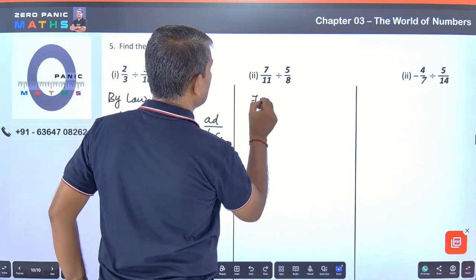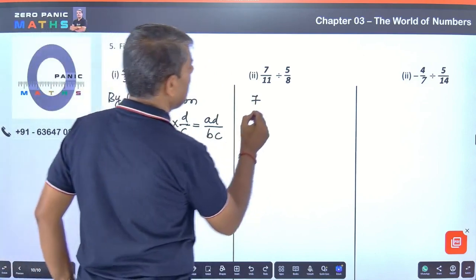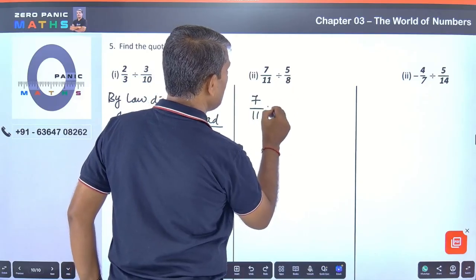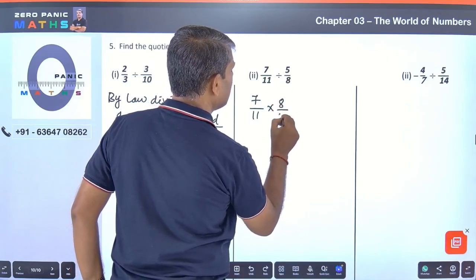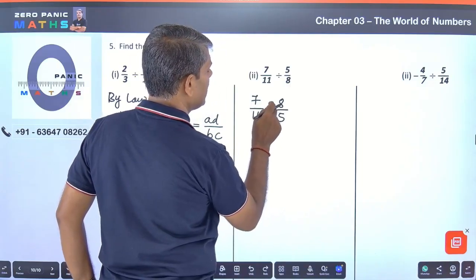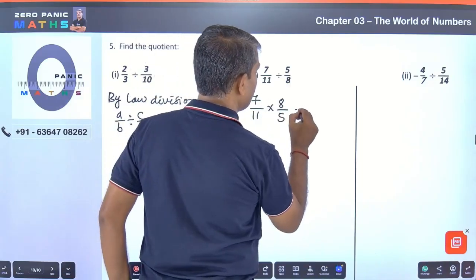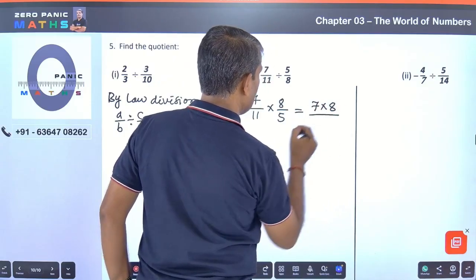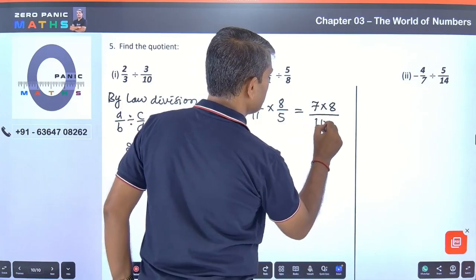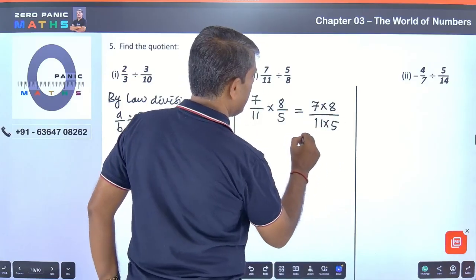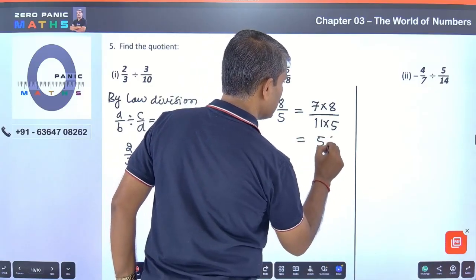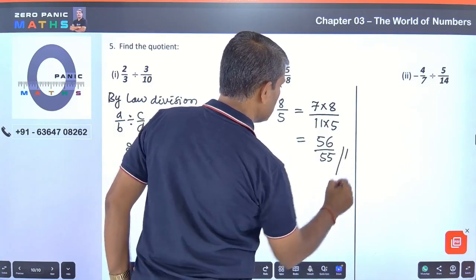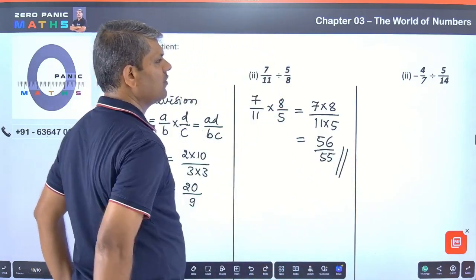Here also you will apply the division law only and convert this 5 by 8 to 8 by 5 and say it is multiplication now. Okay, so 7 8s are, that is 56. Okay, I'll have to write that additional step also. Okay, and it is 56, 7 8s are, and 11 5s are 55. So 56 by 55 is the answer for this.